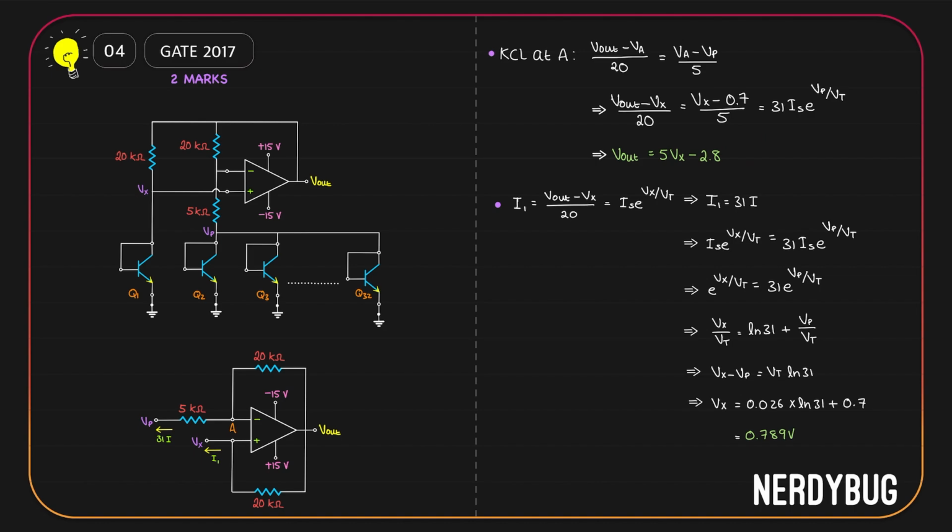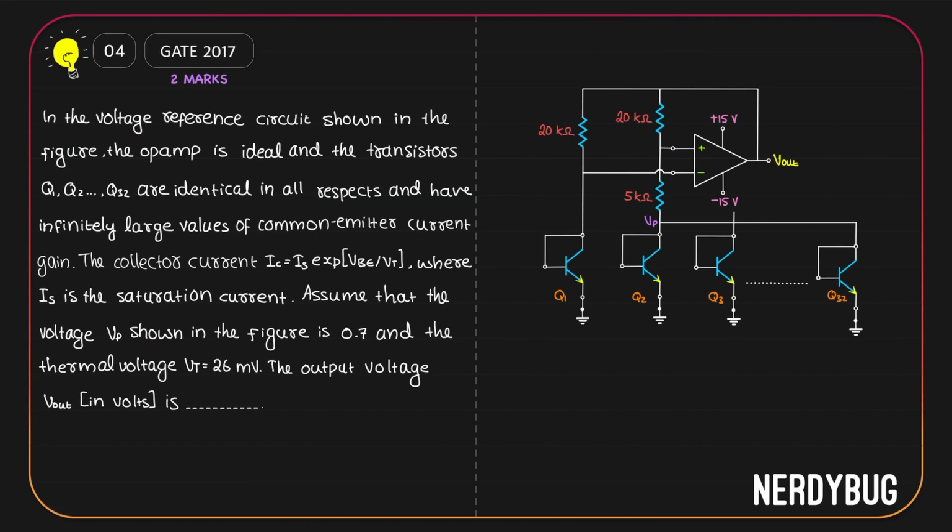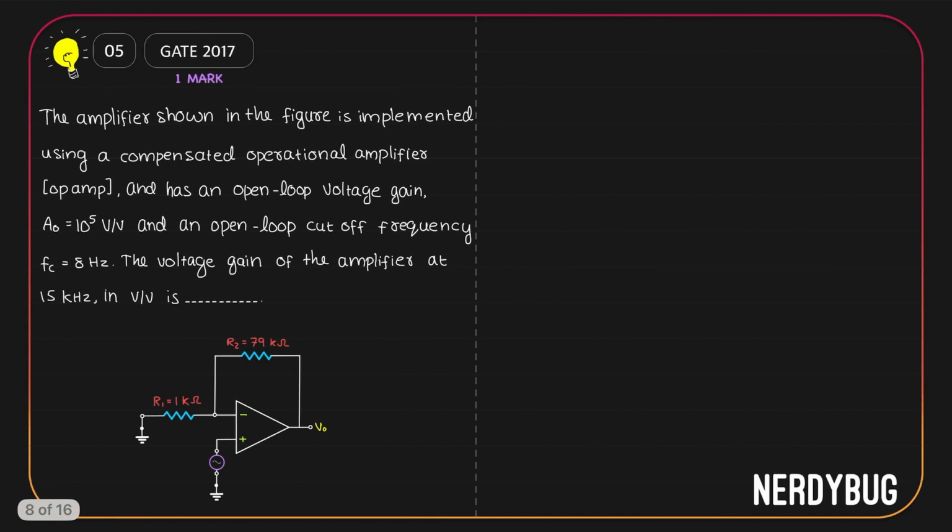We found the value of Vx. So we get Vout is 1.145 volt. The output voltage in volts is 1.145. Let us see the next problem.